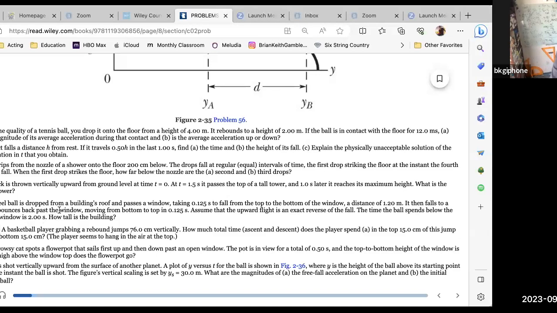A steel ball is dropped from a building's roof and passes a window, taking 1.25 seconds to fall from the top to the bottom of the window, a distance of 1.2 meters. It then falls to a sidewalk and bounces, blah, blah, blah. You know what? I think you could interpret that either way.